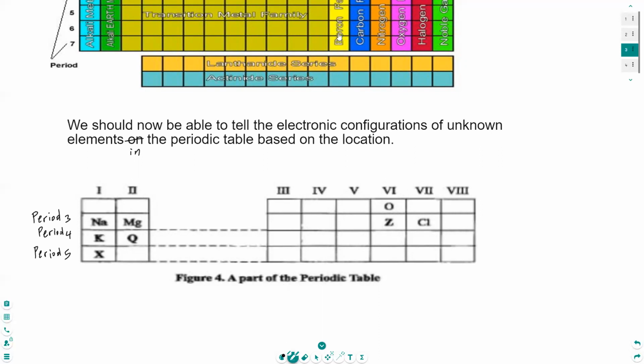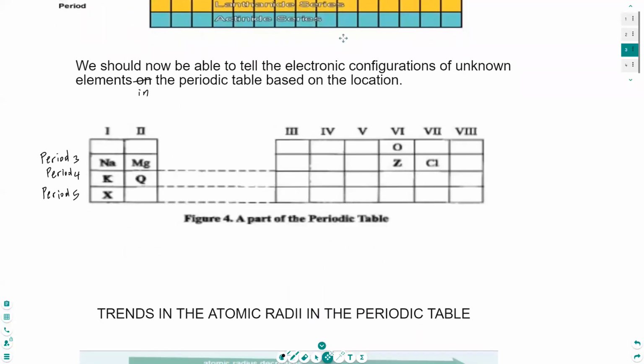All right, so based on this periodic table here, we have some elements that were not identified, but we could tell a lot about the elements just by looking at where they are. For example, element X, we know that it is in period 5 and it is in group 1.